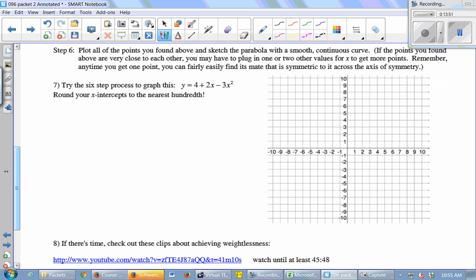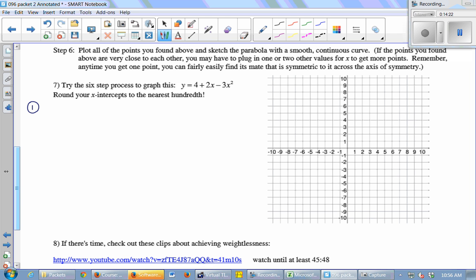All right, so let's do one together, and then you can start on your activities. So y equals 4 plus 2x minus 3x squared. First step is determine if it opens up or down. Right, so step 1, does it open up or down? Careful. Down. Why is it down?